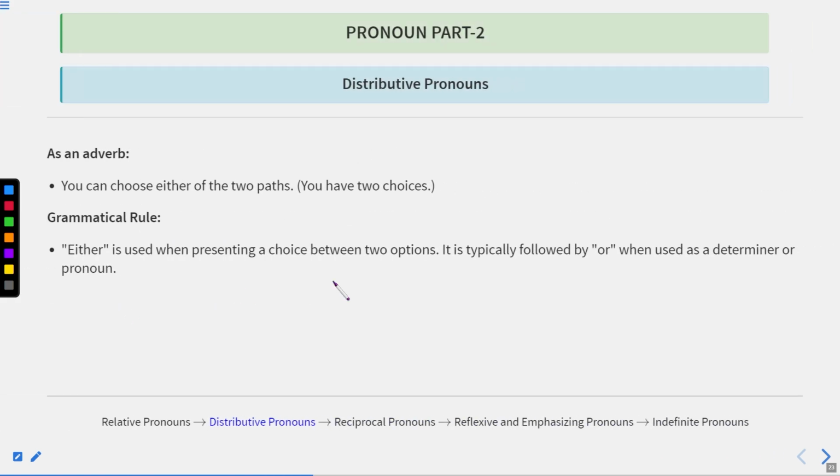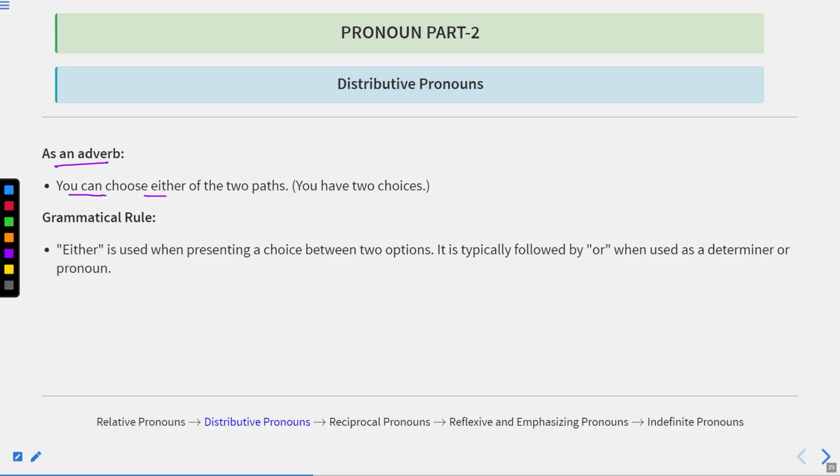Okay. As an adverb: you can choose either of the two paths. You have two choices. Either is used when presenting a choice between two options. It is typically followed by or when used as a determiner, pronoun or conjunction. For example, either, or. We can say either you or he is the culprit. So that is in case of a conjunction. In case of a conjunction, we use either and or as the pair. Okay, conjunction.